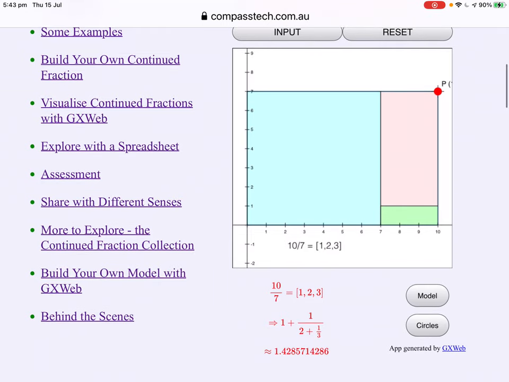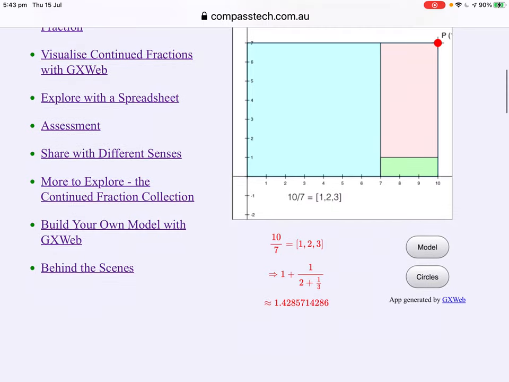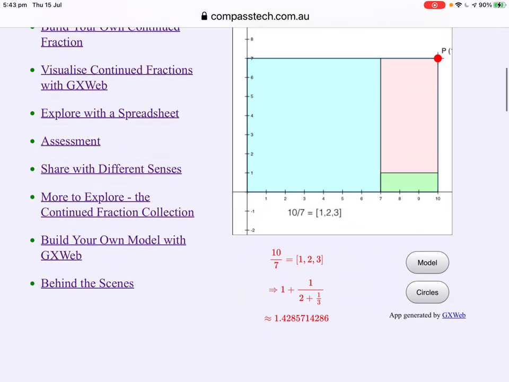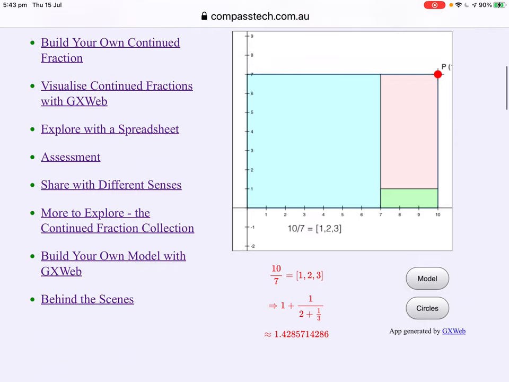Take a number like 10 over 7. Well, we know that 10 over 7 is 1 and 3 sevenths in normal fraction terms. But as a continued fraction, it can be expressed somewhat differently. In fact, 10 over 7 has the unique privilege of being the continued fraction 1, 2, 3.